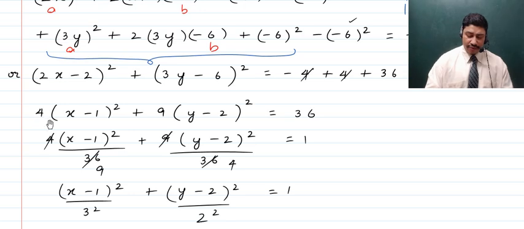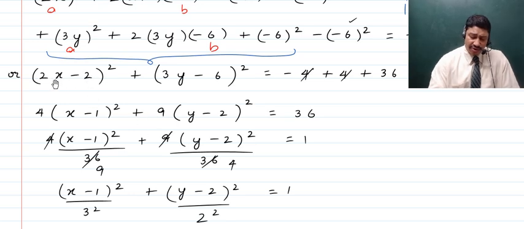So we have 4 times of x minus 1 whole square divided by 36 plus 9 times of y minus 2 whole square divided by 36. Now how did we get these numbers 4 and 9 outside? That's by making the coefficient of x to be 1.